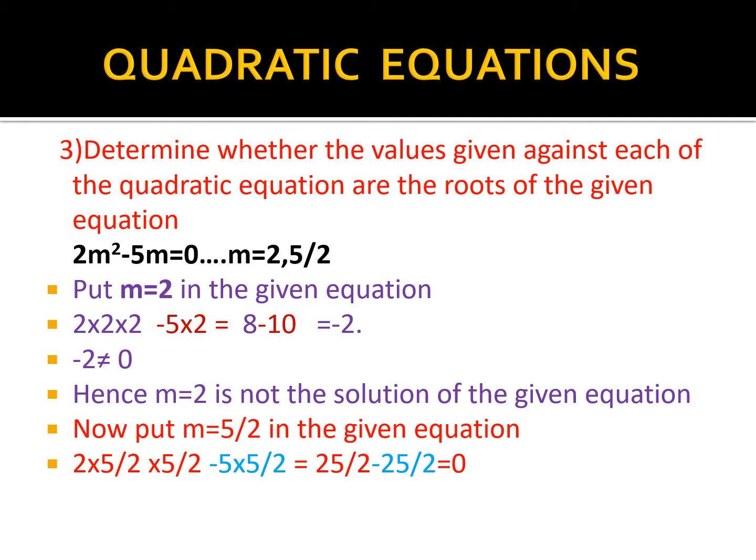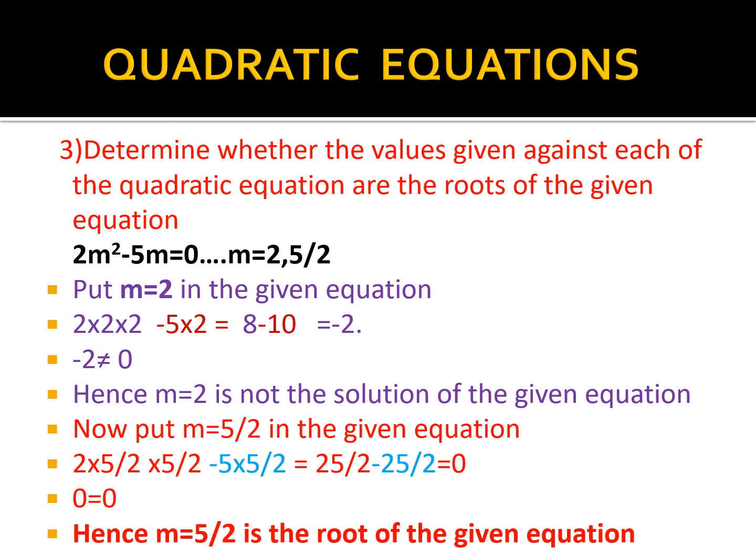We know that they are opposite numbers, and therefore when we add opposite numbers we get the answer as 0. Therefore left hand side is equal to right hand side. Hence we can say that m is equal to 5 upon 2 is the root of the given equation.